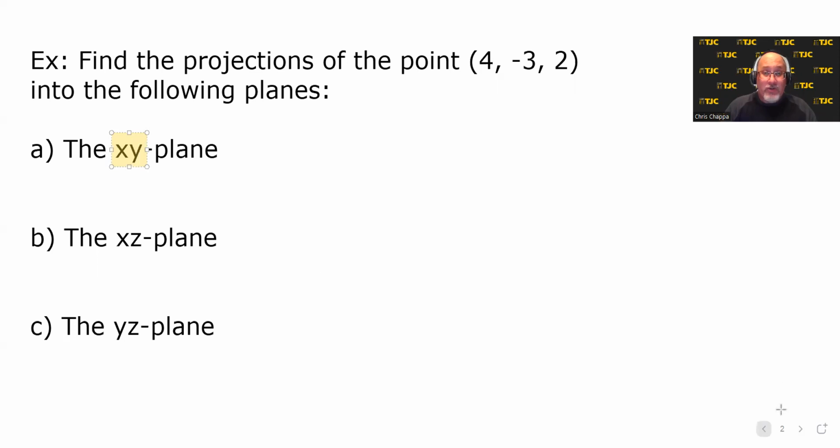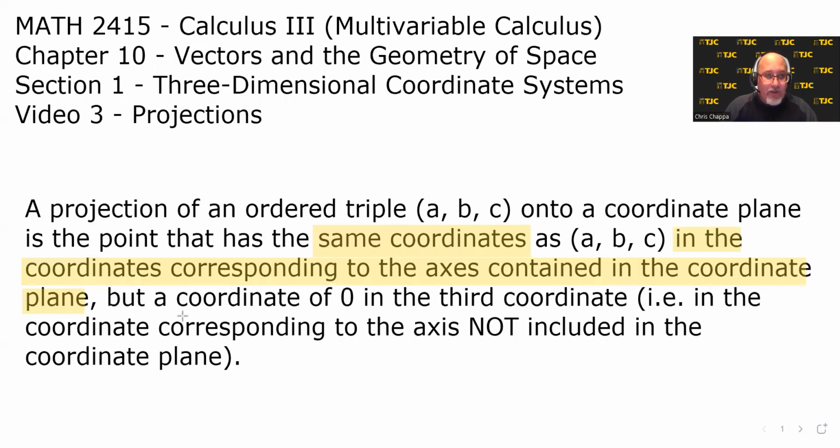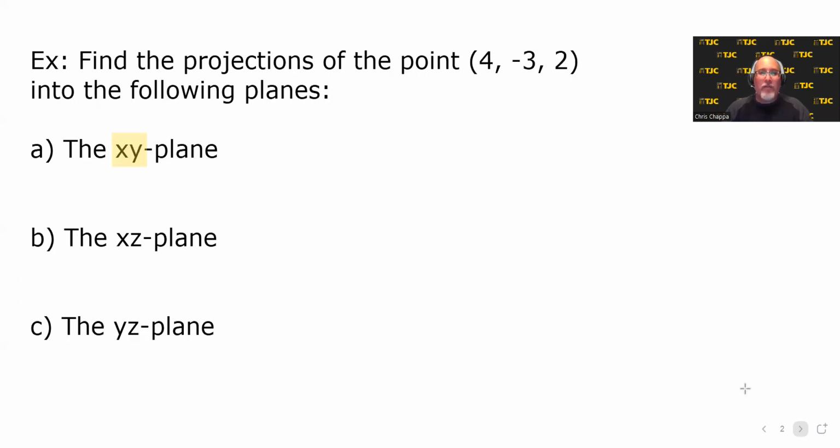Now, what do we do with the other coordinate? Well, the other coordinate is a coordinate of 0 in the third coordinate. In other words, the coordinate corresponding to the axis not included in the coordinate plane. Well, the XY plane does not contain the Z axis, so we're going to put a 0 in the Z coordinate. So to put it simply, all we have to do is keep the X coordinate, keep the Y coordinate, and 0 out the other coordinate. So our answer would be real simple. Keep the X coordinate. That's supposed to be a larger font. Keep the Y coordinate, 0 out the other coordinate. There we go.